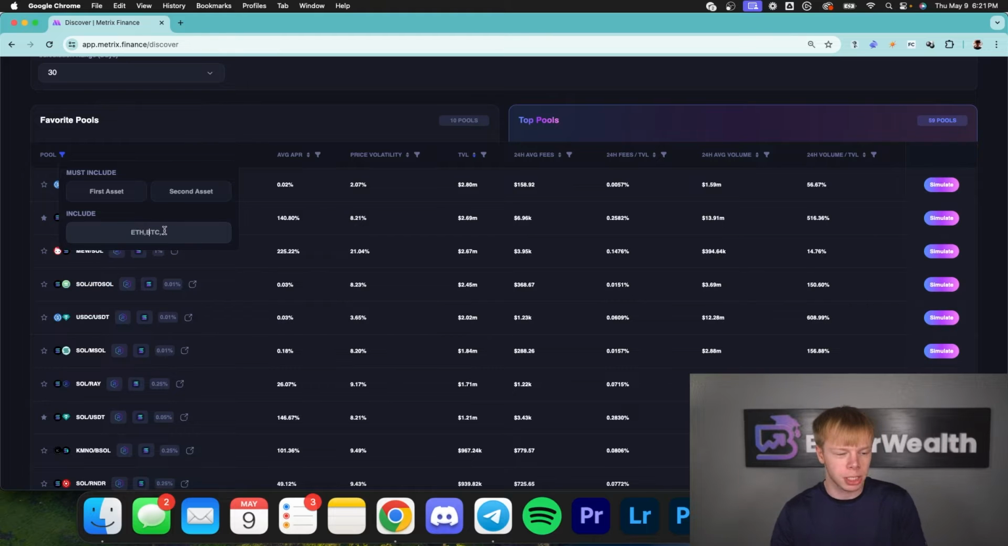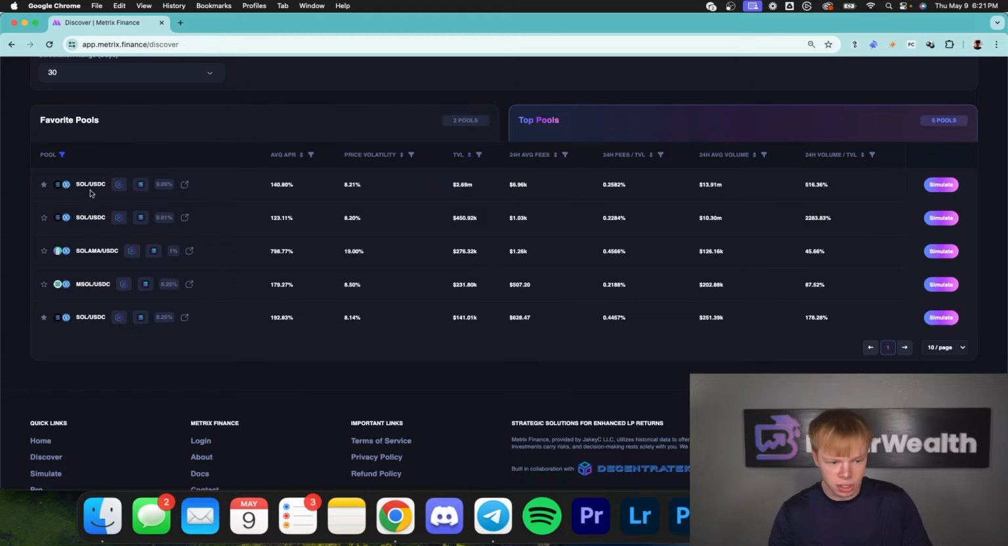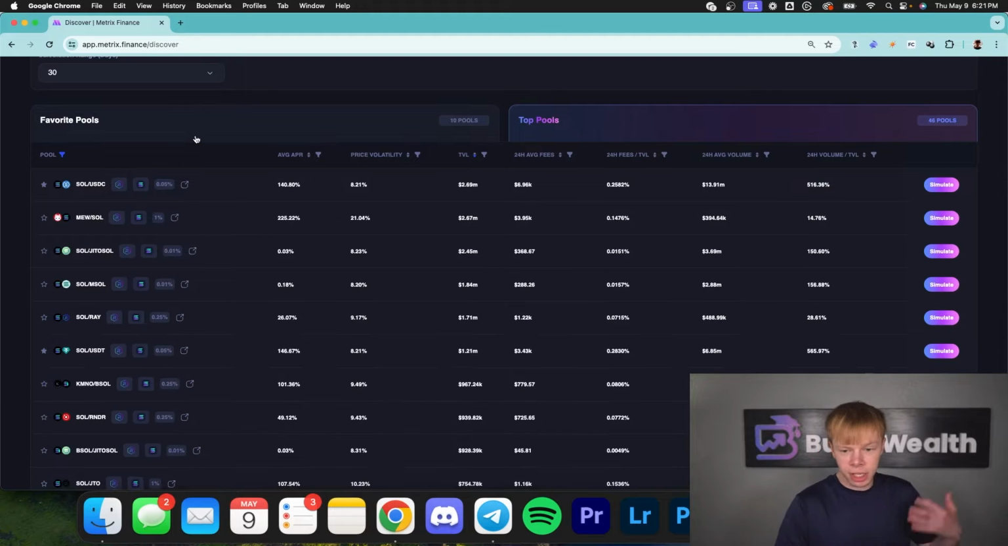So it's just kind of showing us those ones. Whereas if we want to look for something specific, we can say must include SOL and second asset as USDC. That's going to show us all the SOL to USDC pools. But I don't care to go that in depth, so I'm just going to do must include SOL because typically in bull markets, I like to do correlated pairs. That means I like to pair SOL with assets that are also altcoins that follow the price of SOL. Like go up when SOL goes up and go down when SOL goes down, basically. But I'm also open to stuff like SOL USDC if it has a pretty decent APR.